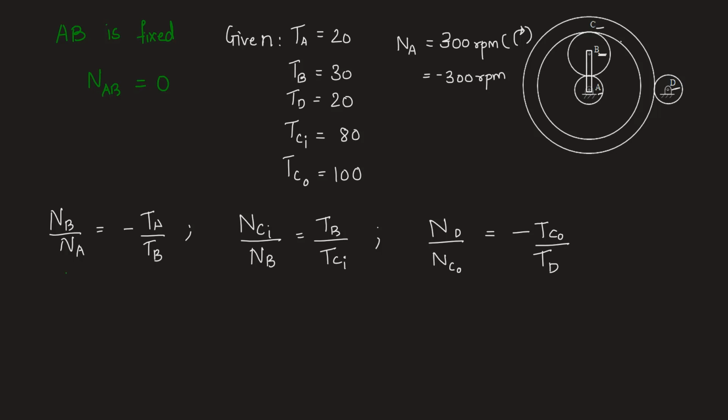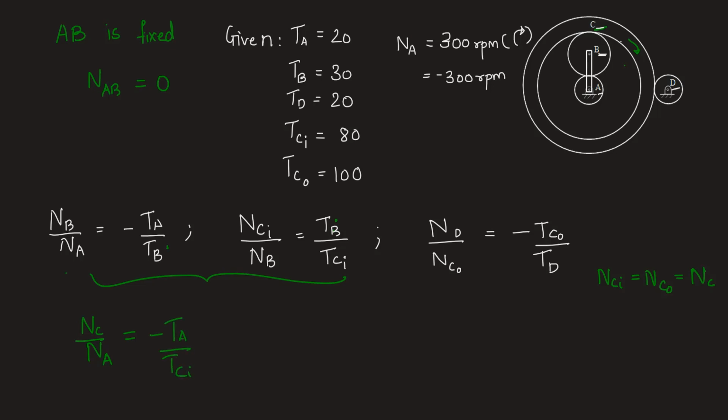Now we know that gear C will have the same RPM for inner and outer surfaces. Therefore, we can write NCI equals NCO equals NC. From the first two relationships, we can multiply the two and we will get NC by NA, because NB by NB will be 1, and on the right hand side again TB by TB will be 1, so we'll be left with minus TA upon TCI.